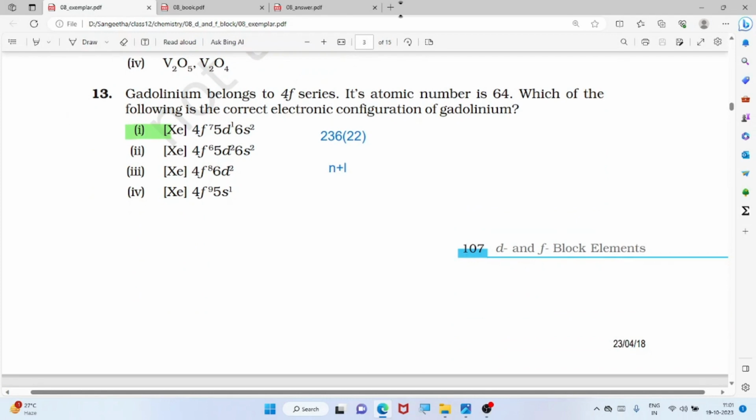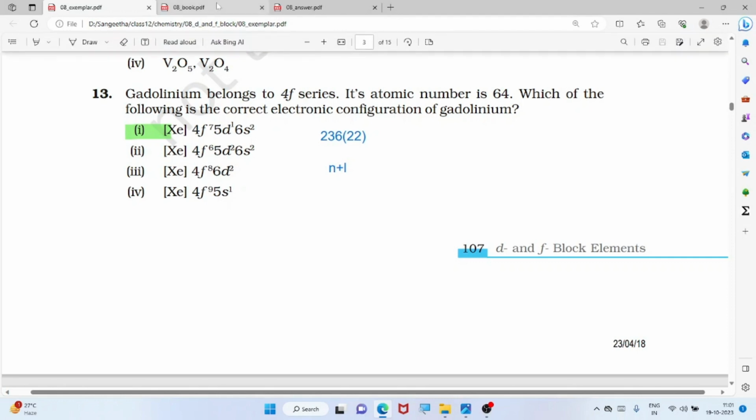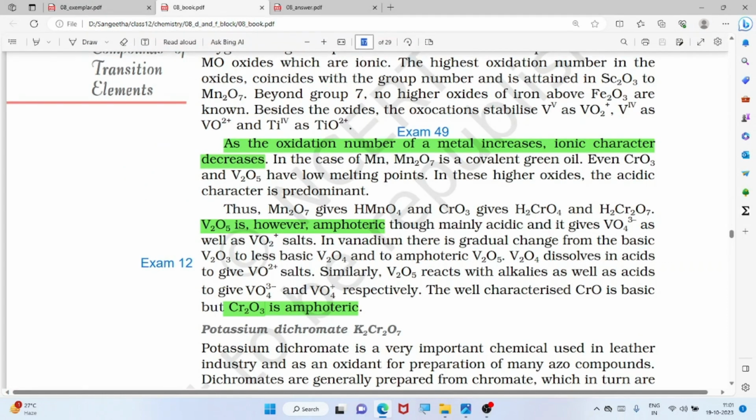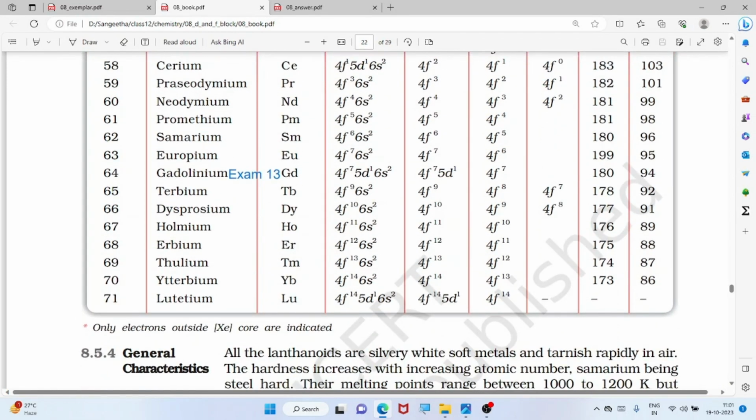Gadolinium belongs to the 4f series, atomic number is 64. Which of the following is the correct electronic configuration? Okay, this is the filling of orbitals by the n plus l rule. See here, this is given, this is the correct electronic configuration, the stable electronic configuration.